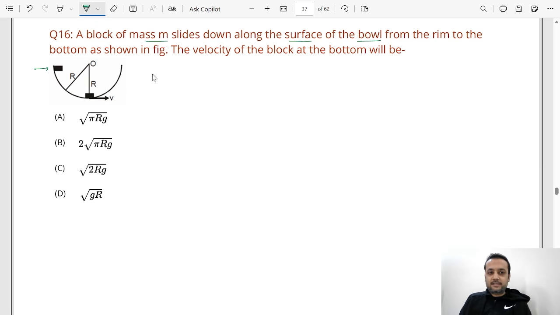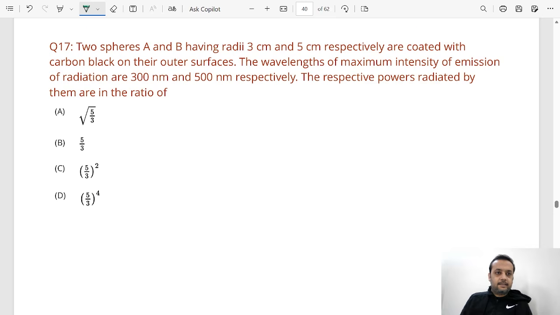So the potential energy at this initial position is mg into r. With respect to the final position, the initial potential energy is mgr because the height is r, and that will be equal to the kinetic energy at the bottom position. So you can write this as half mv square. Here m and m will get cancelled and v is equal to root 2 gr. So option C will be the correct answer for this question. That's it.